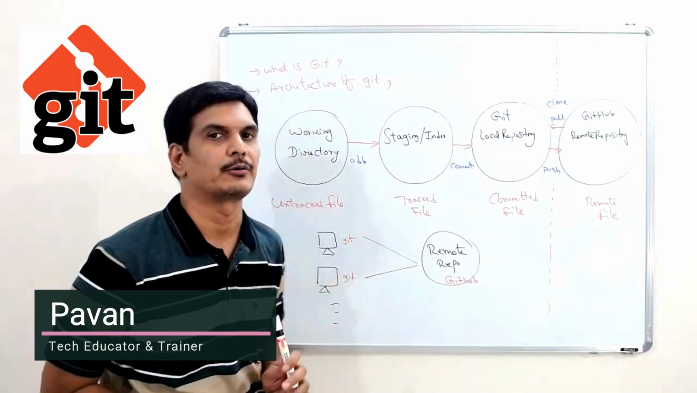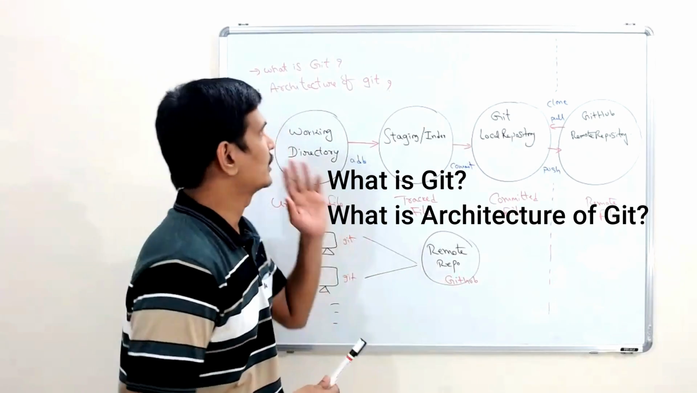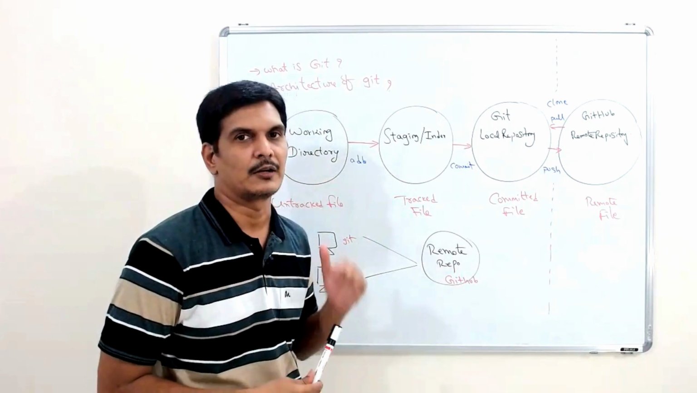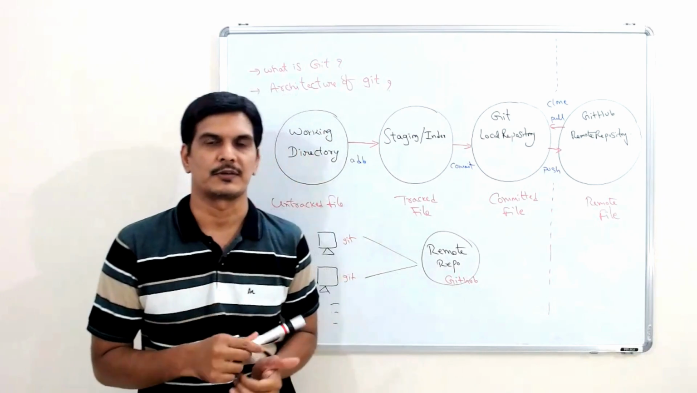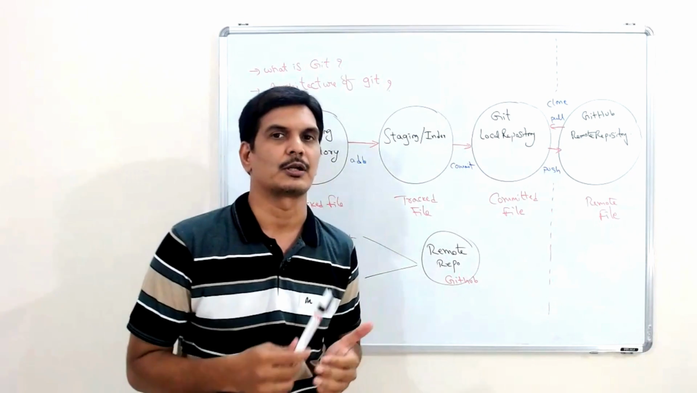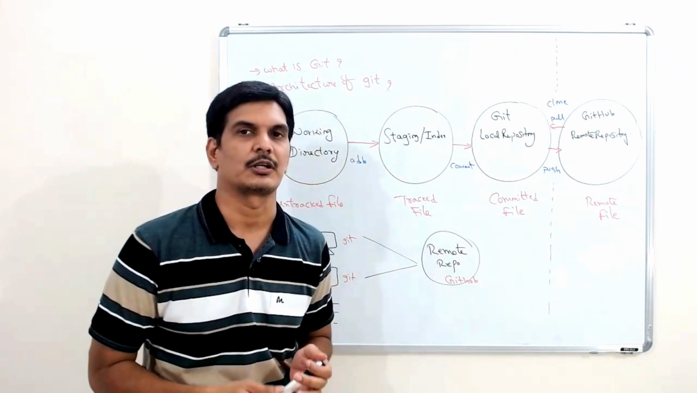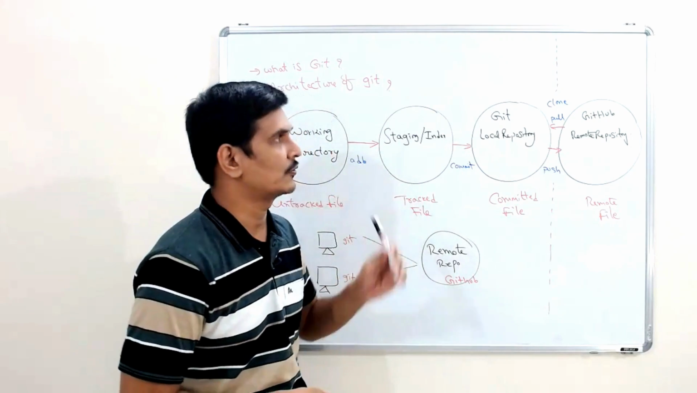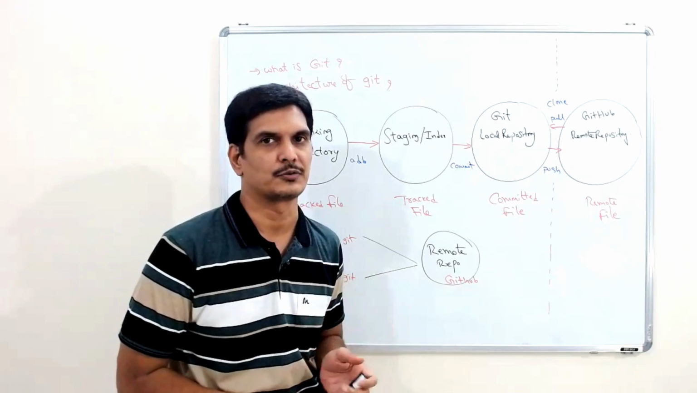In today's video, we are going to see what Git is and what the architecture of Git is. So what is Git? Git is a distributed version control system which supports a distributed environment. We already discussed in the previous video that there are two kinds of version control system software available: one is the central version control system, the other is the distributed version control system. Git is software which supports the distributed version control system and is completely open source.